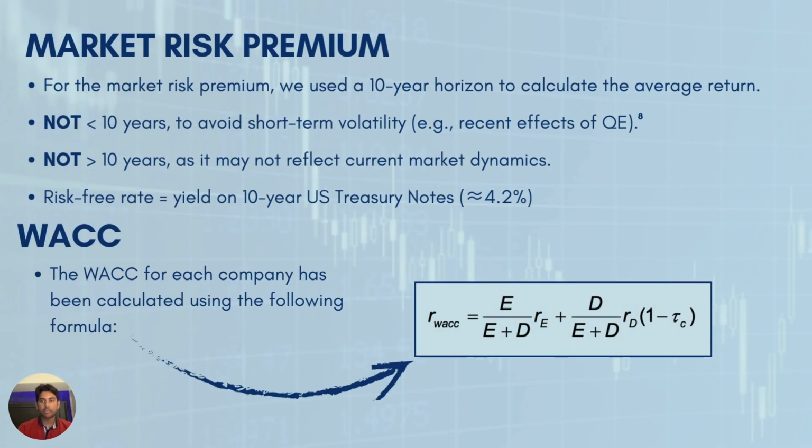For the market risk premium, we decided to use the 10-year S&P 500 data and the 10-year US Treasury note yield. We did not take a shorter horizon to avoid capturing short-term volatility due to the recent effects of quantitative easing. We also did not choose a longer horizon, to reflect the current market dynamics. The weighted average cost of capital was then calculated using the formula provided. For cost of equity, we used the capital asset pricing model. For cost of debt, we divided the interest expense of the company by their outstanding debt.